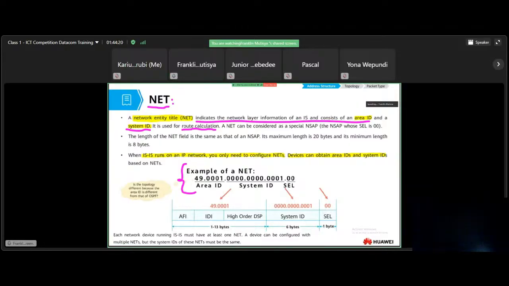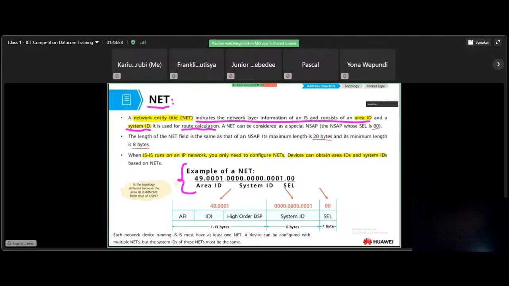And it has a selector of 00. Okay. So selector here is going to maintain the value 00. So the length of a net field is the same as that of an NSAP. So its maximum length is 20 bytes and the minimum length is 8 bytes. So when running ISIS on an IP network, you only need to configure network entity titles on devices. And these devices can obtain the area IDs and system IDs based on the network entity titles.